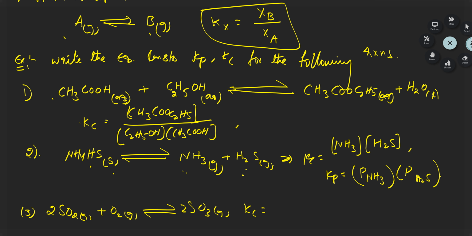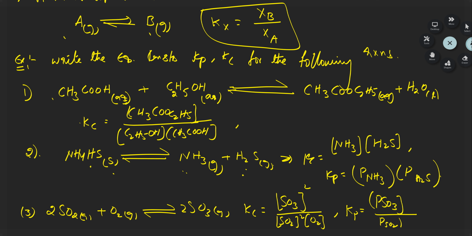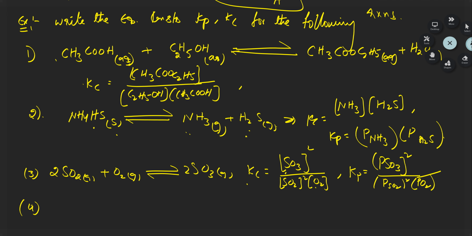Next, the third one, these are also all gaseous molecules. Then Kc is equal to SO3 concentration squared by SO2 concentration squared into O2 concentration, and Kp is equal to SO3 pressure squared by pressure of SO2 squared and pressure of O2. If expressed in mole fraction, Kx is equal to mole fraction of SO3 squared by mole fraction of SO2 squared into mole fraction of O2.